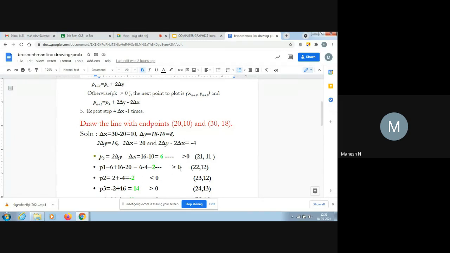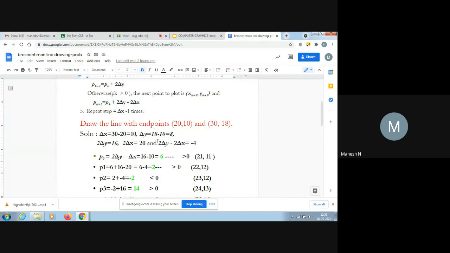As it is greater than 0, what will I do? Again I will increment both x and y by 1. This becomes 22, this becomes 12. And for finding my next vertex, I will use again the equation corresponding to pk, the decision variable greater than 0, that is old pk plus 2 dy minus 2 dx.